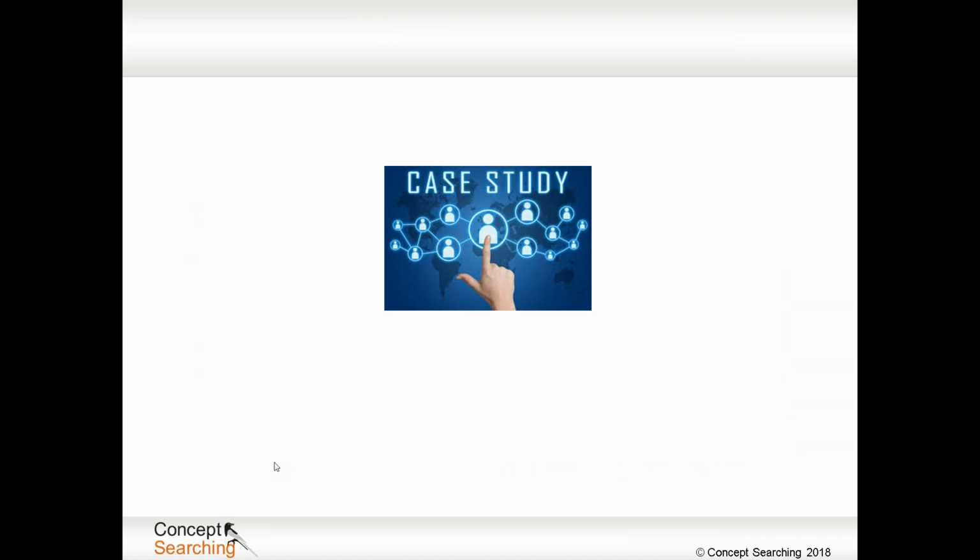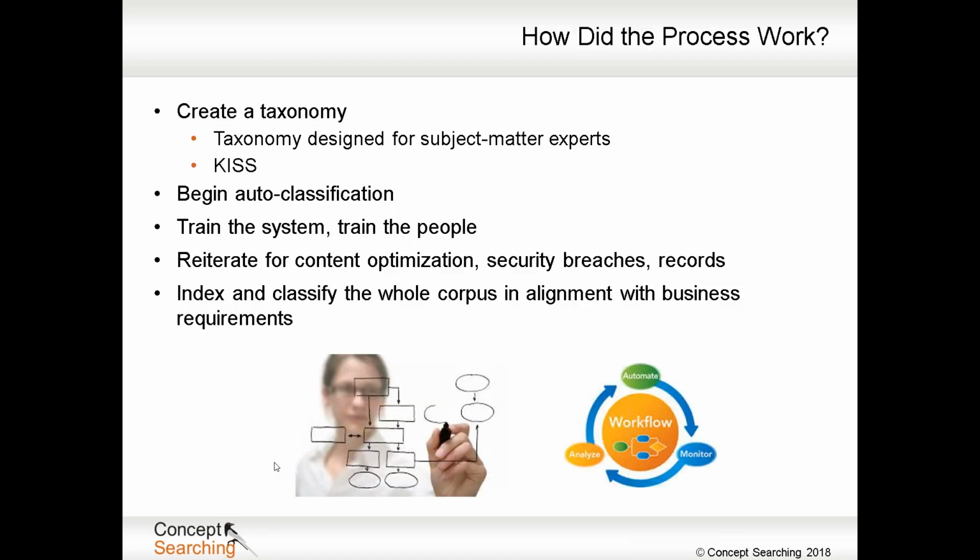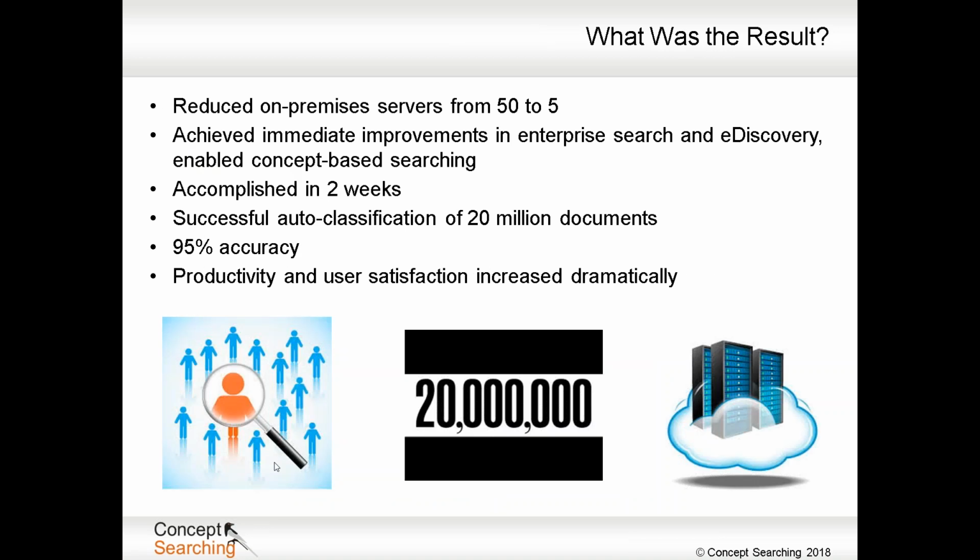So what did we do with our auto parts manufacturer? Well, we applied the same things that I've shown you today to their file shares, tagged them in the file shares, moved them to SharePoint by creating a taxonomy and doing the auto classification. We trained the system and we trained the people, but we trained the system so that we didn't have to rely on the people. We looked through that content again and again, optimized it over a very short period, and classified their entire content set, their corpus. What we managed to do was reduce their on-premise servers from 50, all these file shares that were all over the place, to just 5 servers.